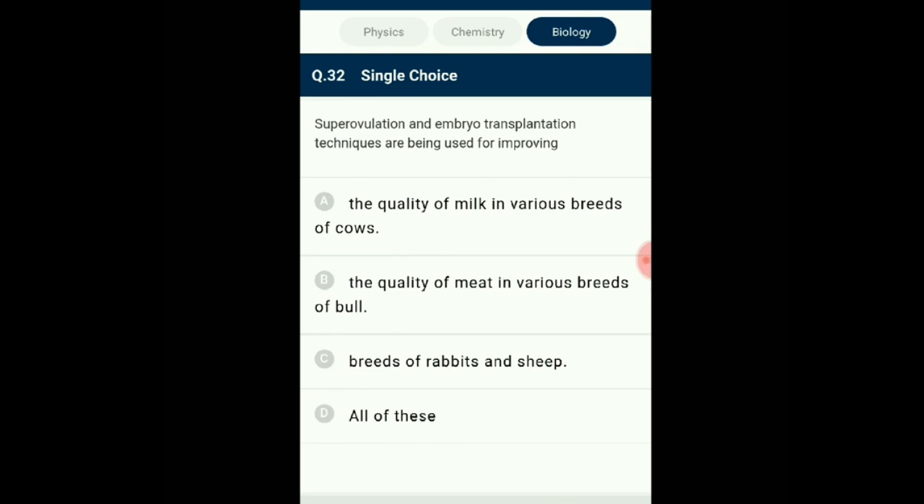Question number 32. Superovulation and embryo transplantation techniques are being used for improving. Superovulation and embryo transplantation technology has been demonstrated for cattle, sheep, rabbits, buffaloes, mares, etc. High milk-yielding breeds of females and high-quality bulls have been bred successfully to increase herd size in a short time. So the answer is option D. All the techniques can be used for superovulation and embryo transplantation.